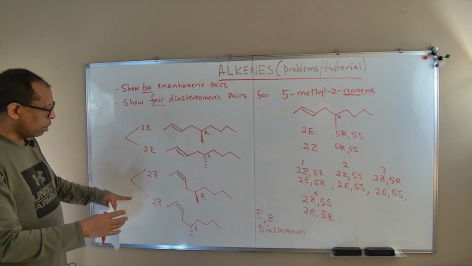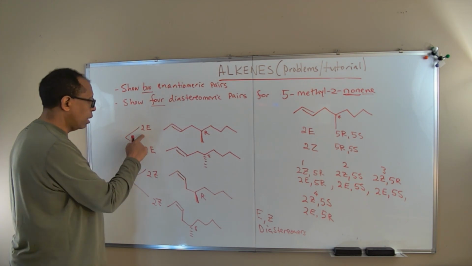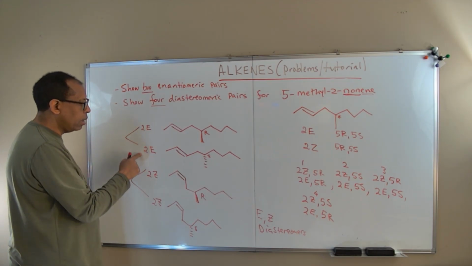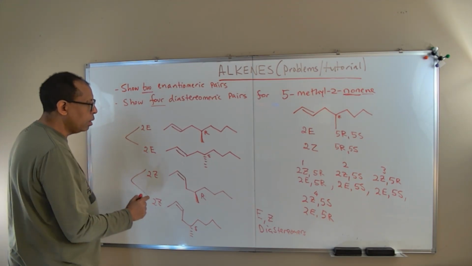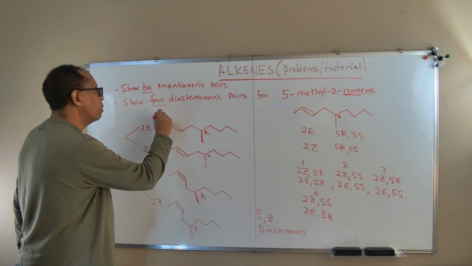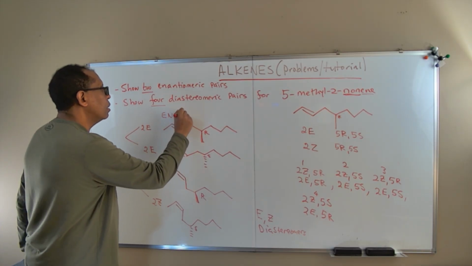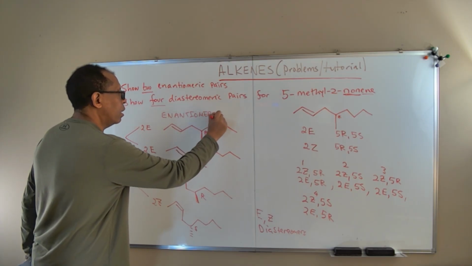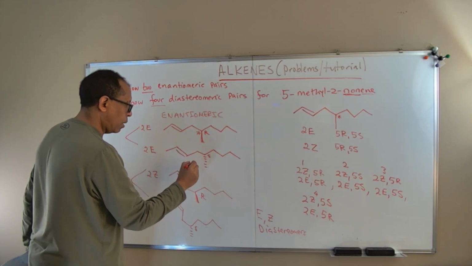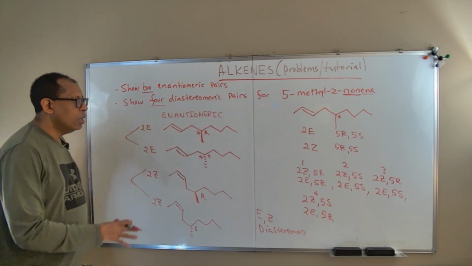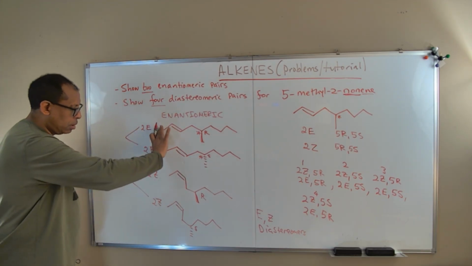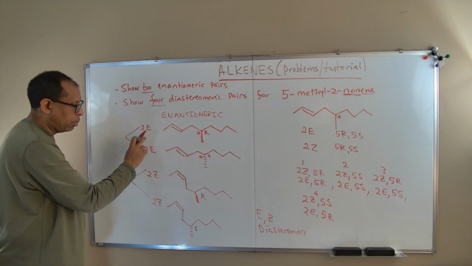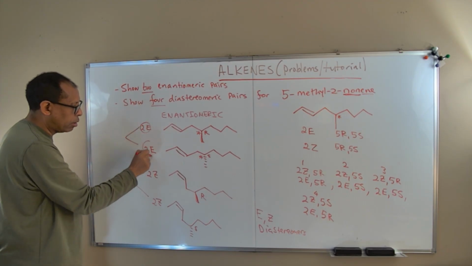So these are enantiomeric pairs because they are the same on the E and the same on Z. So these are enantiomeric pairs. They are only differing at the stereogenic center, right here and right there. So the relationship between this is an enantiomeric pair because they are the same on the diastereomeric part.